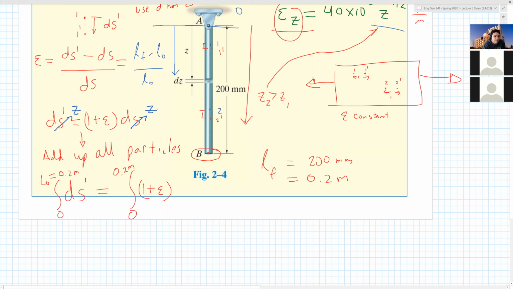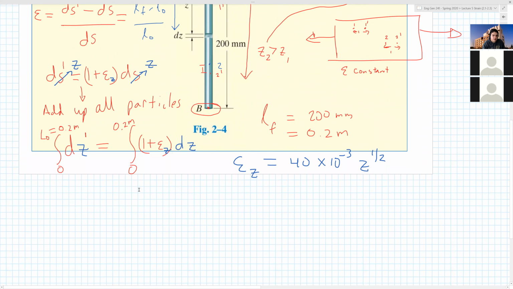So then my strain is going to be epsilon Z to correspond to that axis, okay? So it's nothing different, right? It's the same formula. S is in general. So I just want to be consistent here. So then that changes to dz prime, my epsilon Z, and then this is dz. And there's a reason why, because look, isn't my strain function 40 times 10 to the minus 3 z to the 1/2, right? Good so far?